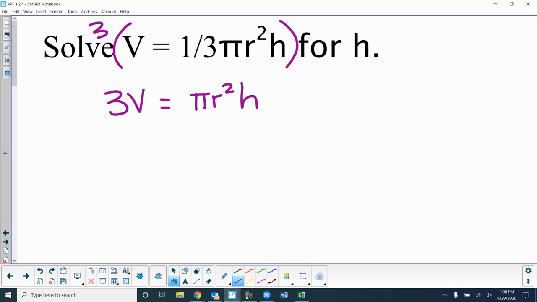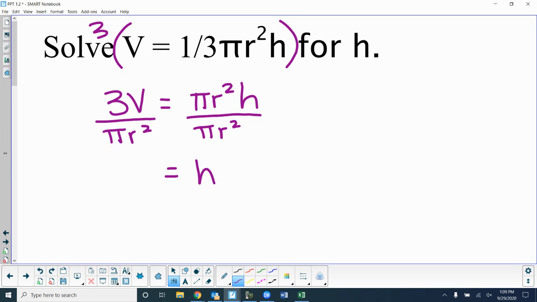We don't usually write the 1. So that's what it looks like now. We got rid of that fraction. Okay? This is all multiplication. I want to isolate the h. I want to get it alone. So that means I've got to move the pi r squared to the opposite side. So how do I move it? Divide, yeah. Same rules we've been using. So even though it's a lot of variables, letters, the procedure is the same.